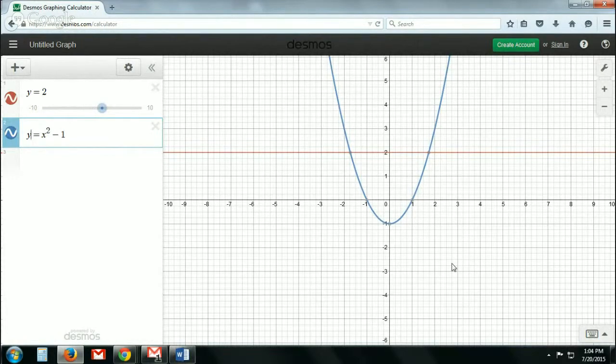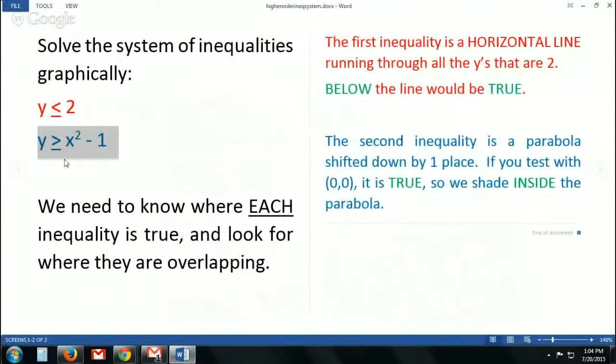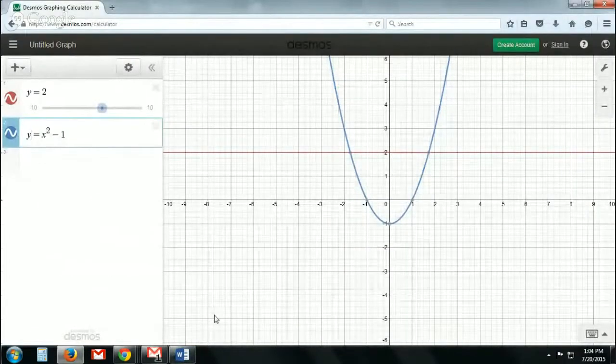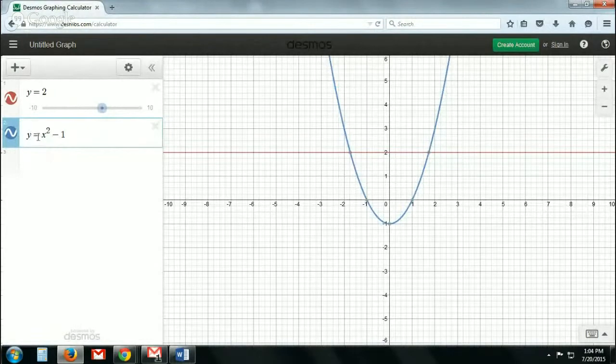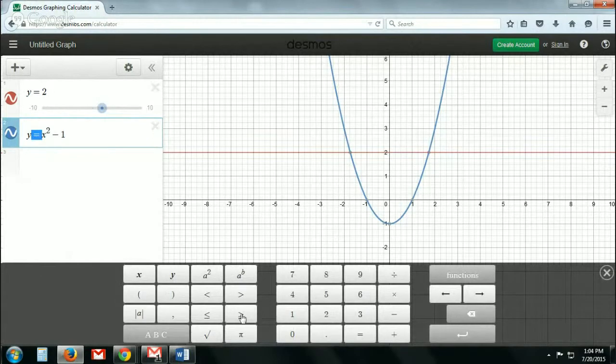Now, just like before, I want to test with 0, 0 to see if I want to shade inside the parabola or if I need to be outside of the parabola. So when we test with 0, 0, you would end up with 0 greater than or equal to negative 1, and that's true. So it's inside of the parabola that we're going to want to shade. If we look just at the parabola, changing this from an equals to a greater than or equals, you see that it is inside that we needed to shade.